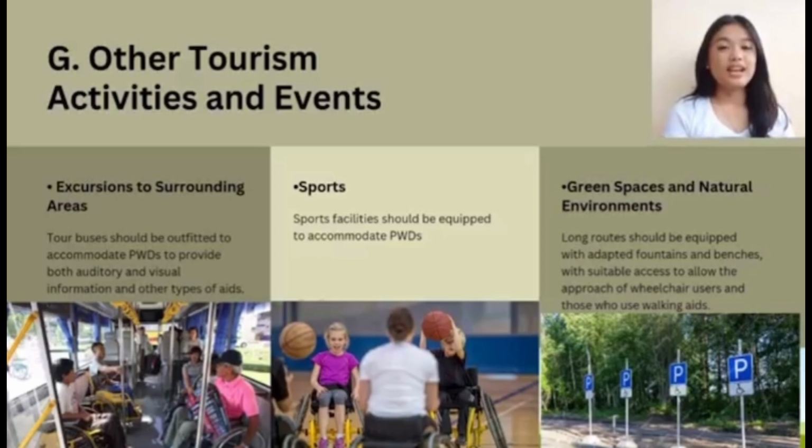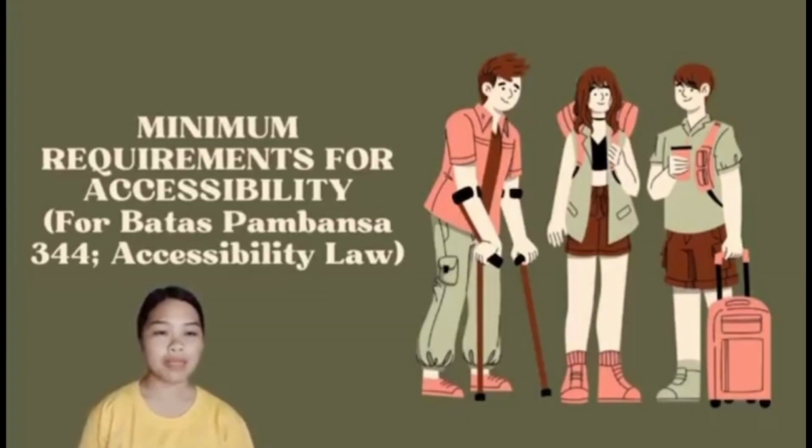Green spaces and natural environments. Long routes should be equipped with adapted fountains and benches with suitable access to allow the approach of wheelchair users and those who use walking aids. This means that in any form of establishments, ensuring to provide safety, comfortability, enjoyment, and satisfaction to PWDs is a must. Accessibility. For Batas Pambansa 344 Accessibility Law.